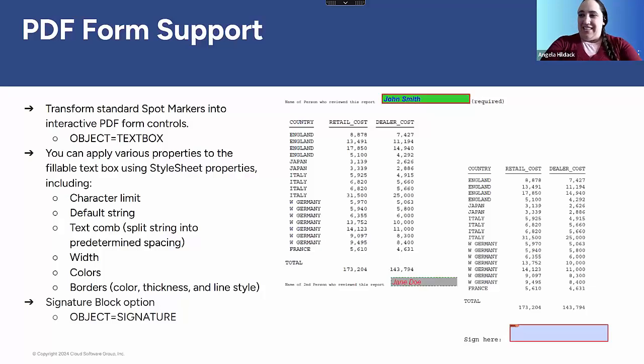And then other things like width and colors and borders. There are some extreme examples here on the page. Not that you would ever want a lime green text box on your PDF, but just to show you that the colors are possible there.